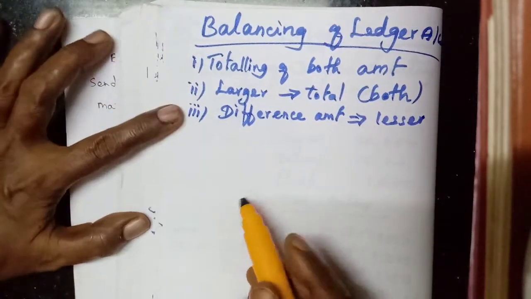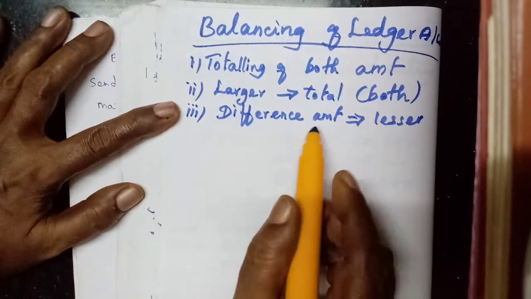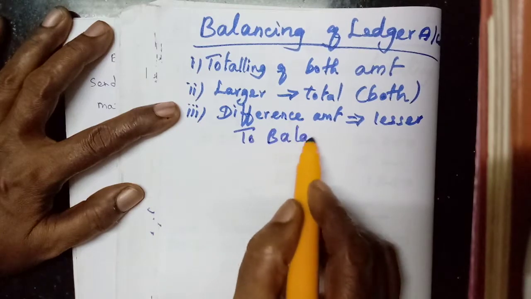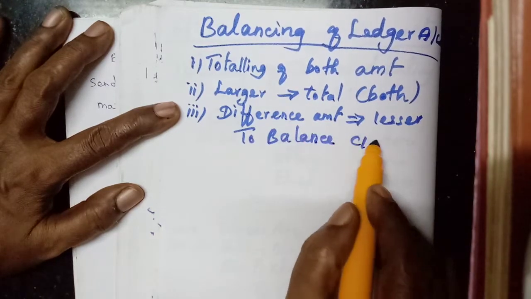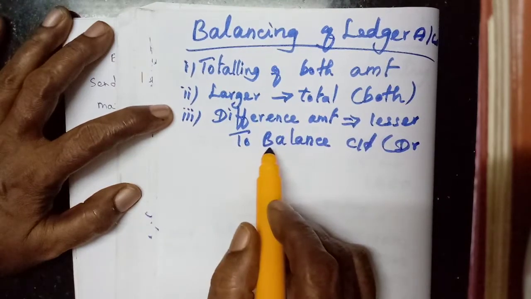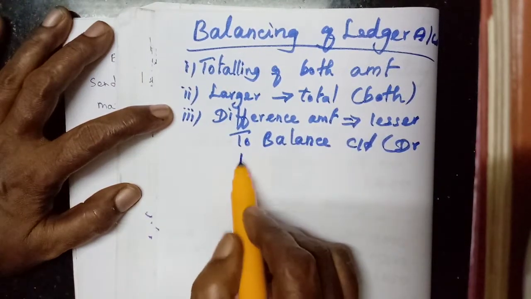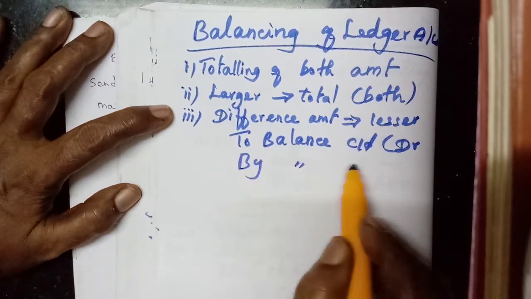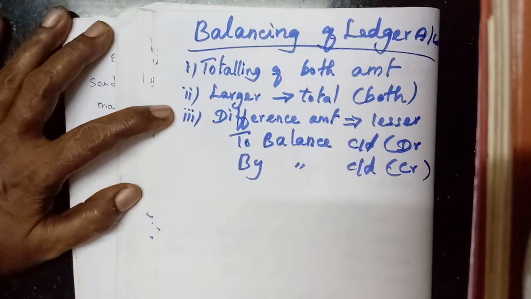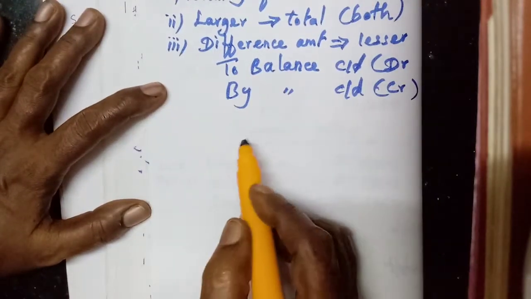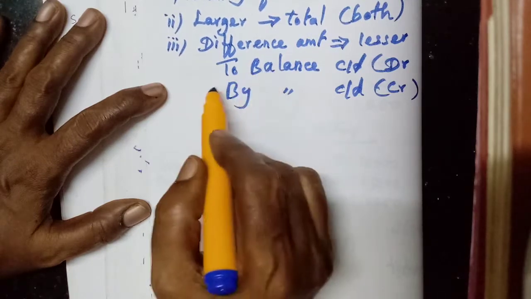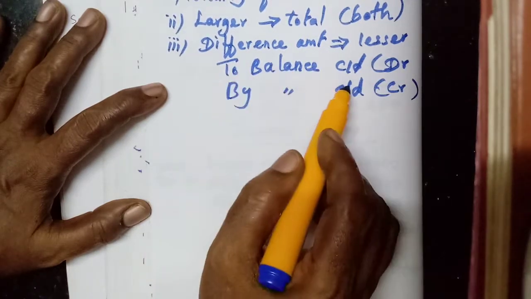How should we write? If the debit side total is more, then on the credit side we should write by balance carry down. Then on the next day's date we have to use, and we should write this one as by balance brought down.